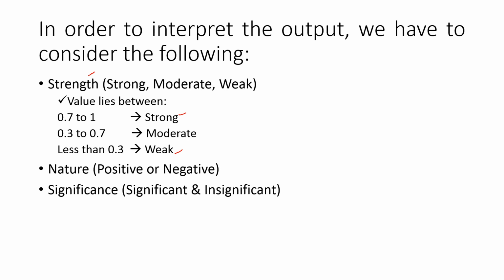And next is nature. It can be positive or negative, a positive direction or negative. And significance is also there, whether any significant relationship is there or if it is insignificant. So these are the three items which we consider for writing the interpretation. These are the basic things which we have to know before going for the analysis.